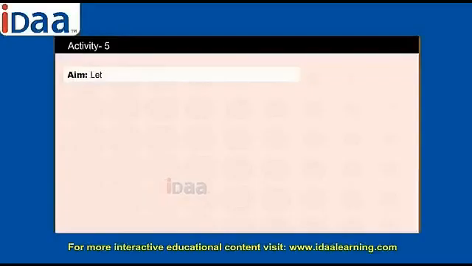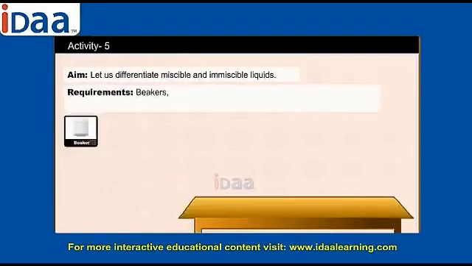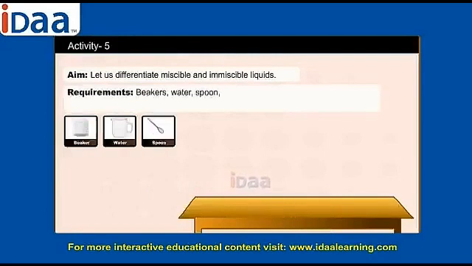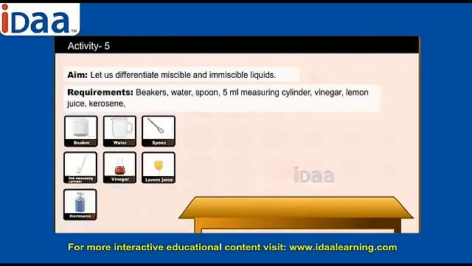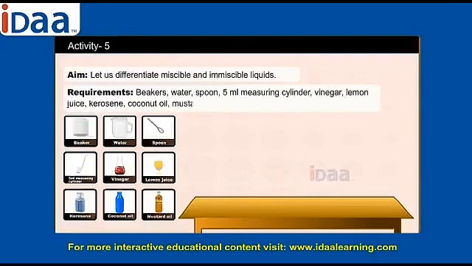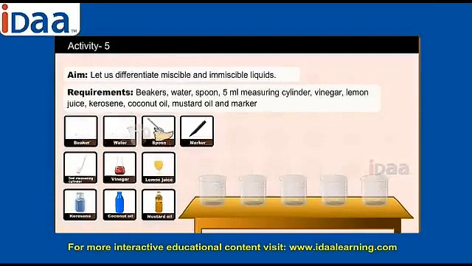Aim: let us differentiate miscible and immiscible liquids. Requirements: beakers, water, spoon, 5 ml measuring cylinder, vinegar, lemon juice, kerosene, coconut oil, mustard oil, marker. Take 5 beakers, 100 ml each. Fill 3/4 of the beakers with water.